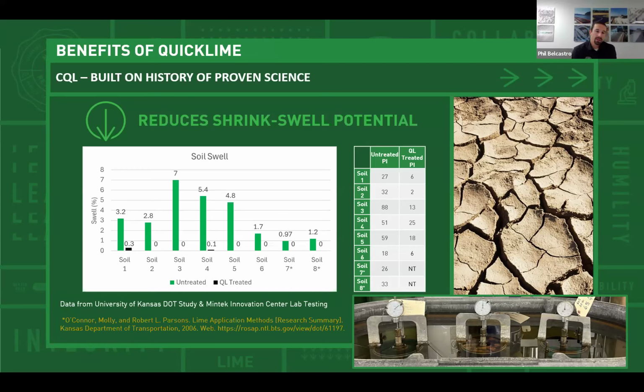So that's data from the Innovation Center, and I was just on the Google machine, and the University of Kansas had a nice little study there too. The table on the right, not tested. That's why I wasn't able to find the PI. On the modification side, we are able to drop the PI as well. You can see some of the untreated PI, my eyes hopped to that 88 down to a 13. So pretty impressive drops that we can see here with our CQL and quicklime in general on improving those engineering properties, dropping the PI, and reducing or eliminating shrink swell potential.